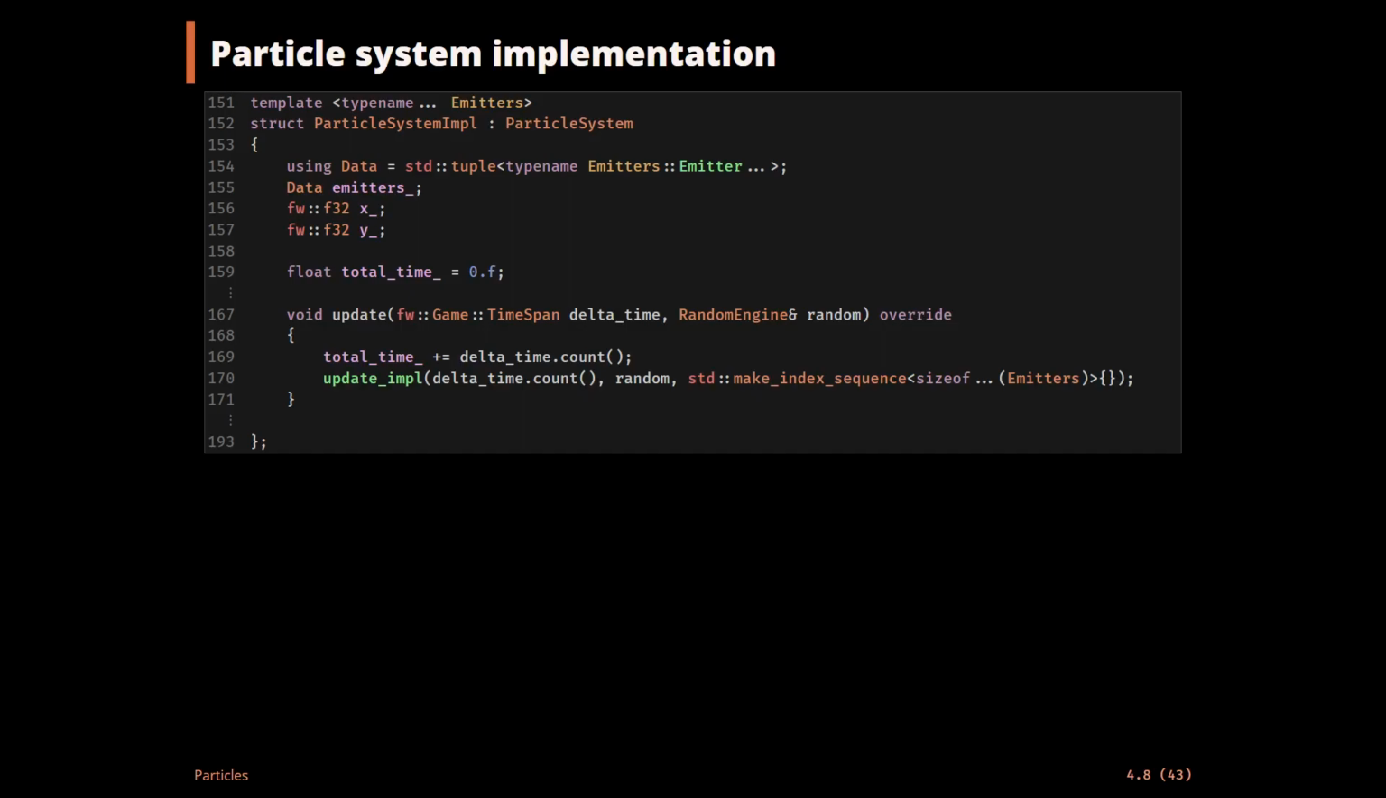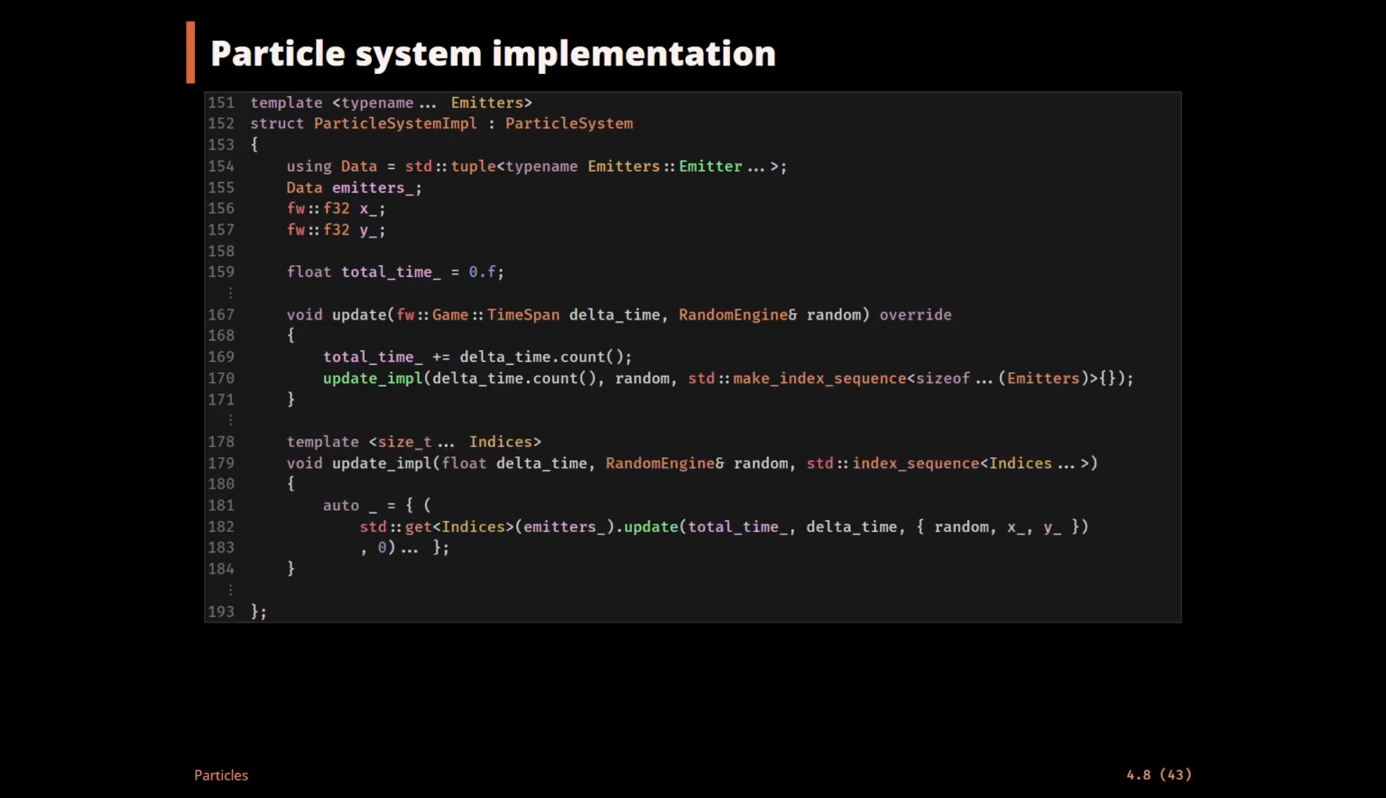And then we do update impl, which is going to be delta time.count, random, and make index sequence again. So here again we're using an index sequence to do a for each on all the tuple elements. And if you look at update impl, it again takes a variadic type name parameter of all the indices, and it takes this index sequence as a parameter. So it can deduce that. And basically what we're doing is we're just calling update on all the emitters. So all this does is call update on each and every emitter.